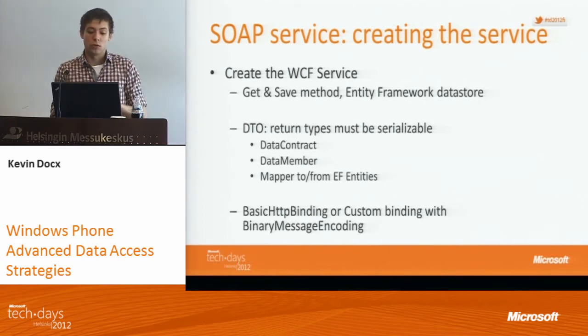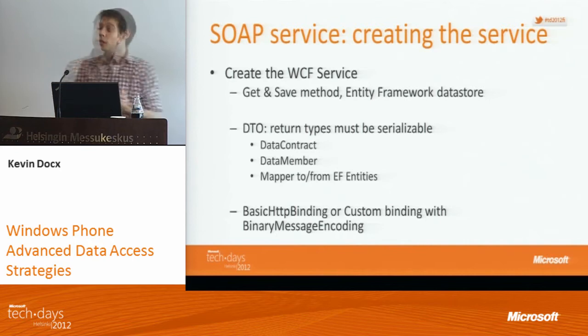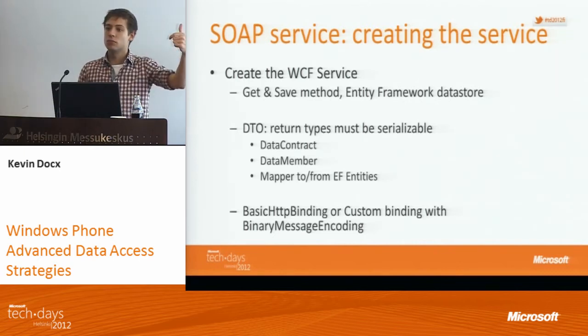So I create the service methods. I'm going to create a DTO, the class I'm going to send over the wire. It must be serializable. For this I use a data contract and data member. And of course I need a mapper. So I'm going to send over DTOs to my client, and I'm going to get them back from the client.